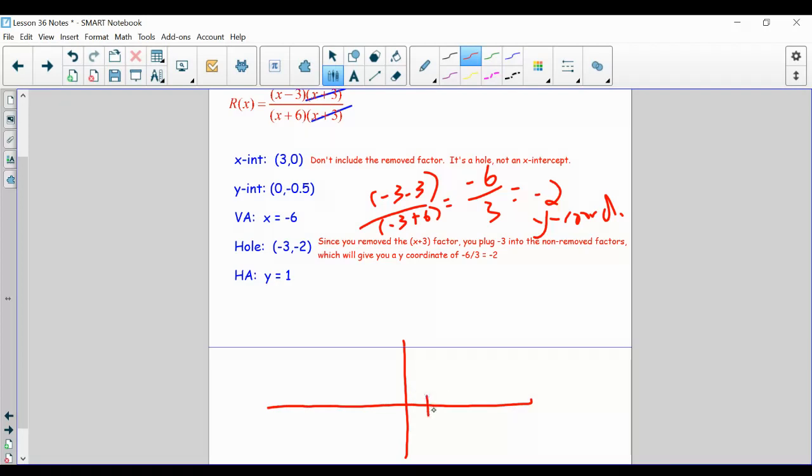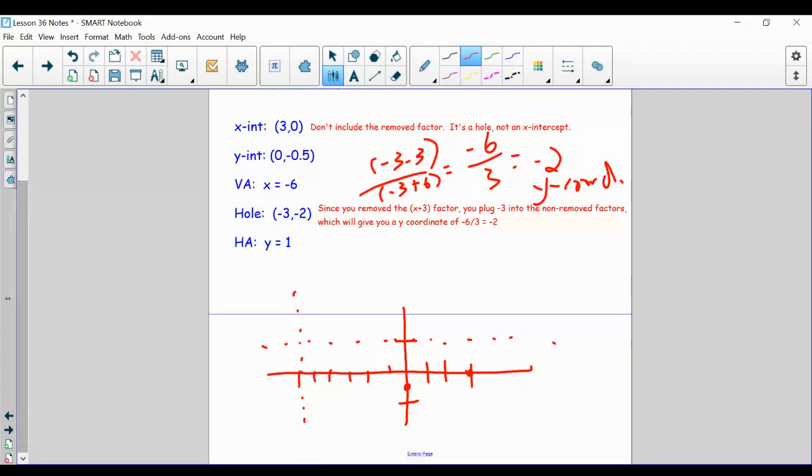So we have an x-intercept at 3, y-intercept at negative 0.5, horizontal asymptote at 1, vertical asymptote at negative 6, like so. Okay, I'm going to stretch my graph here a little bit further. And we also have a hole at negative 3, negative 2. So I'm going to put an open circle at that spot there.